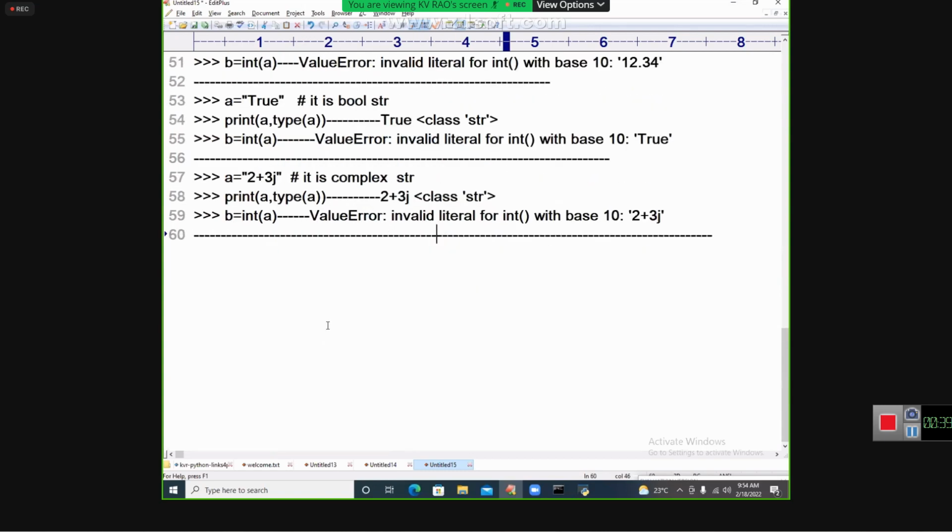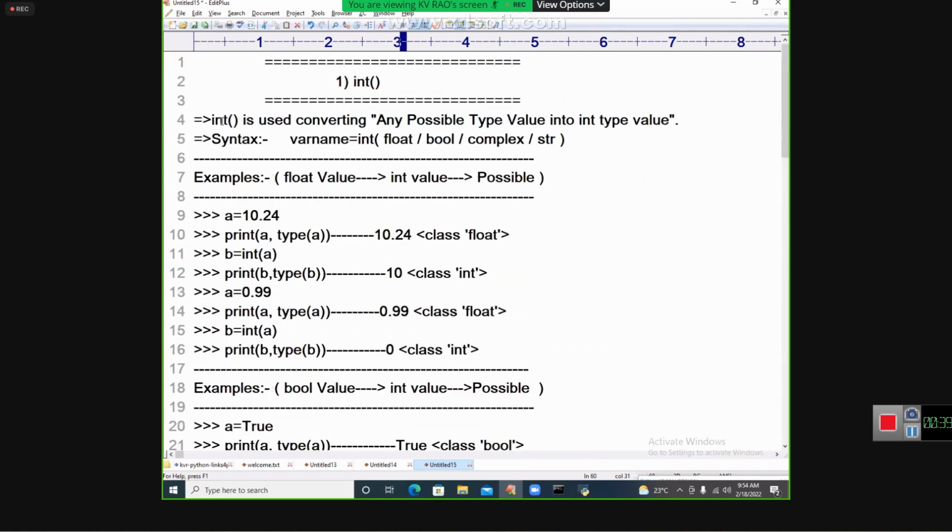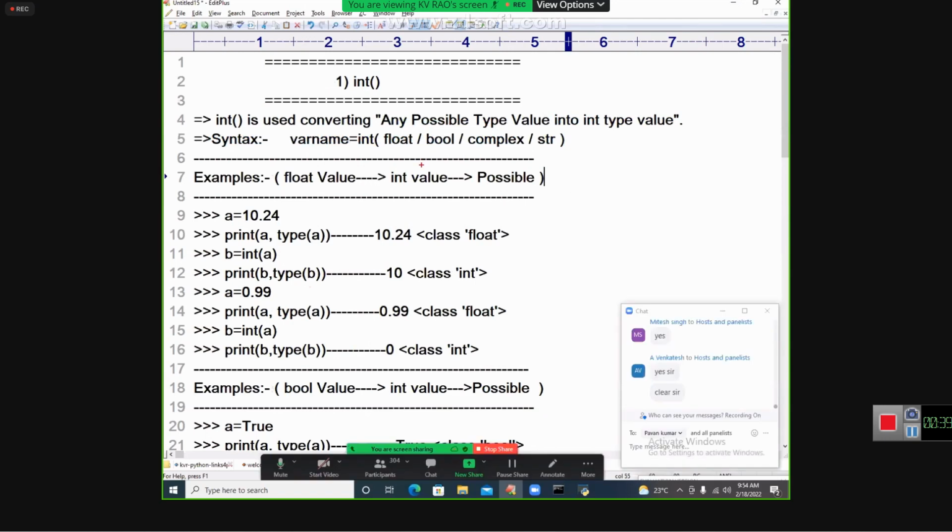Yes, this is clear. Now you read out. The int function is used for converting any possible type of value into what? Int type. Now for my satisfaction, you tell me, float to int possible or not possible? Everybody, float to int. Come on, make it fast.